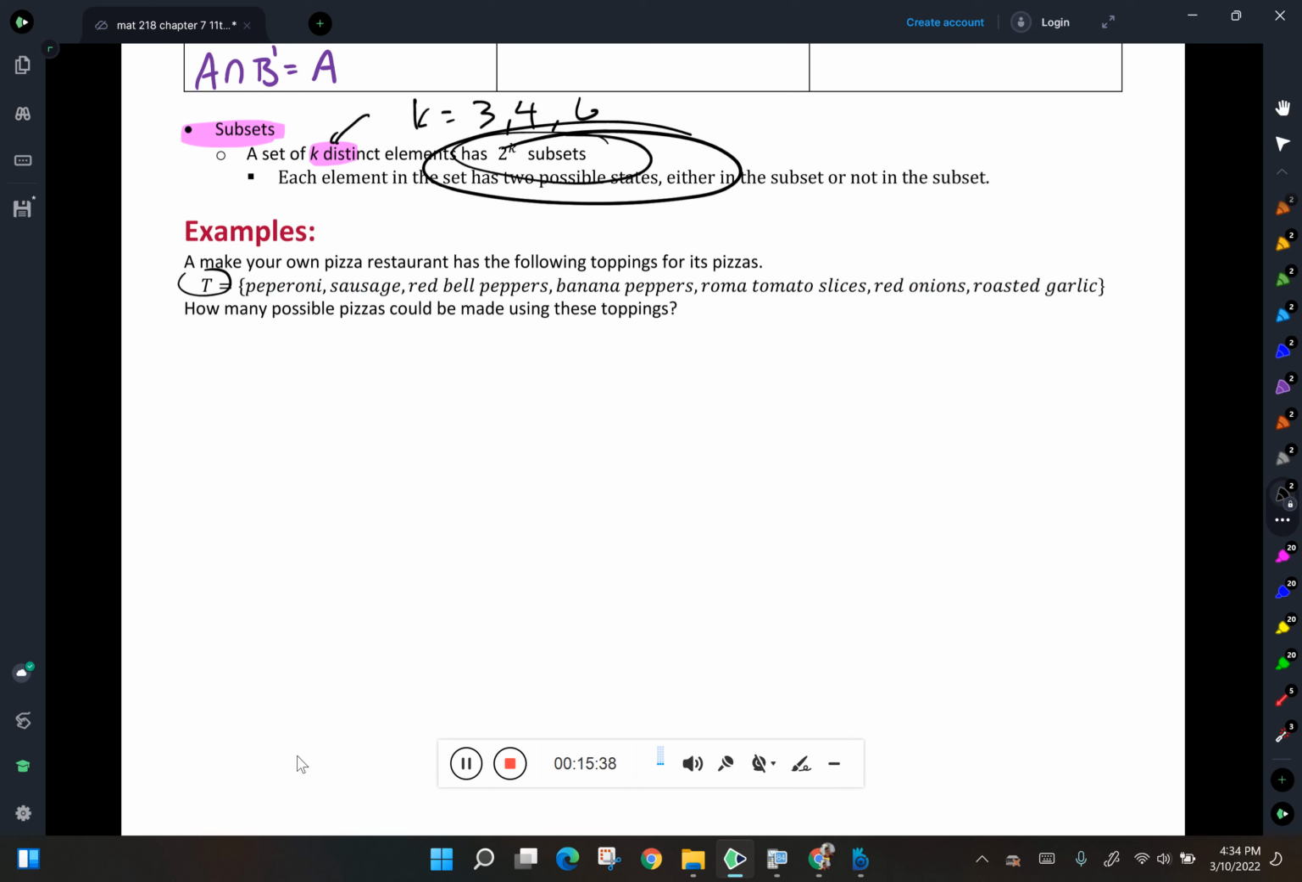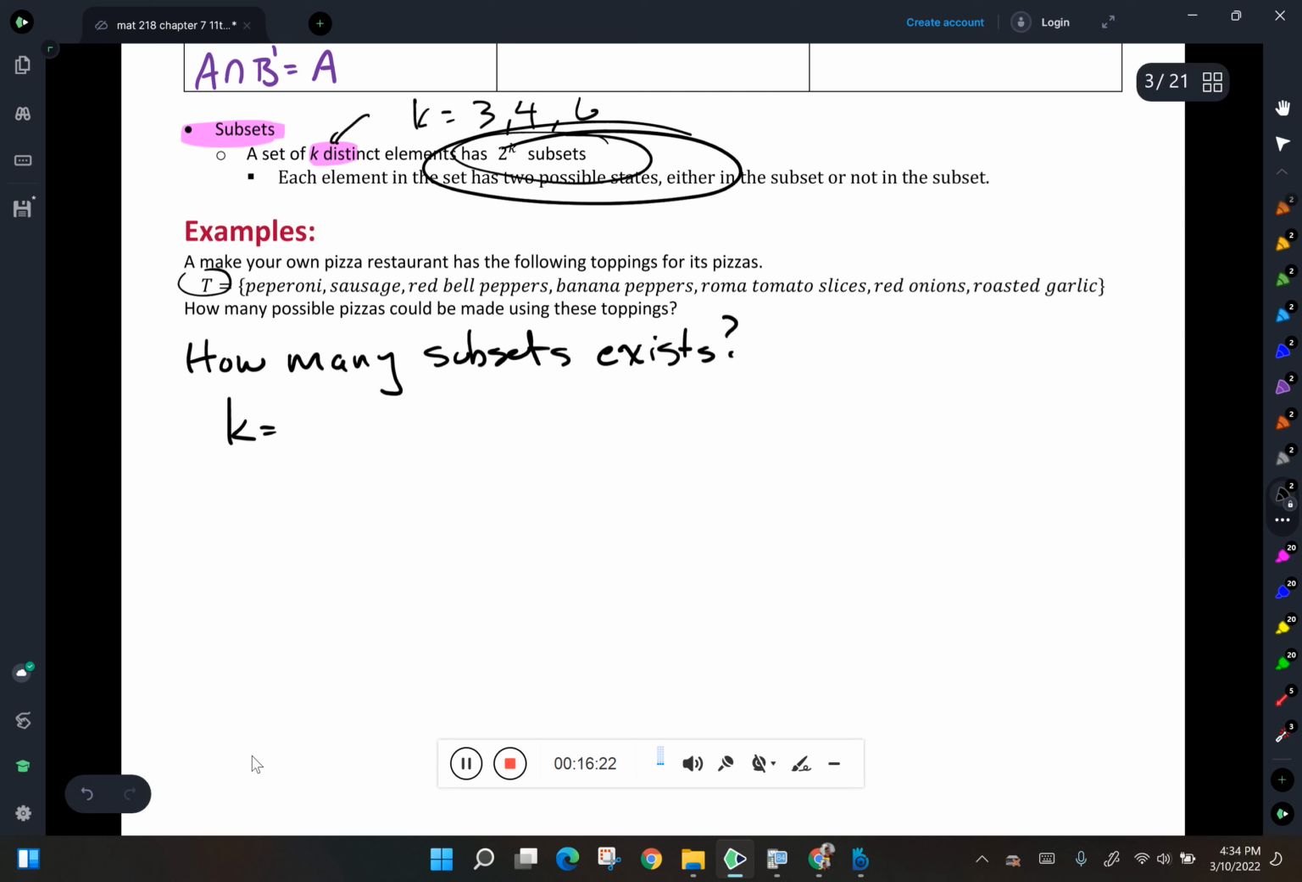So what I want to do is I want to make a pizza. Well, I could have a pizza with just pepperoni, with just sausage, with just peppers. So I can have a whole bunch of one element pizzas, or I could do pepperoni and sausage, or pepperoni and red peppers, or pepperoni and banana peppers, or. There's a lot of different ors here. But essentially what I'm doing is I'm saying, how many subsets exist? Because every subset of set T is going to be a pizza. And so the formula says find k, and then there will be 2 to the k subsets.